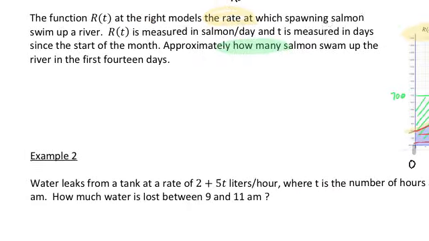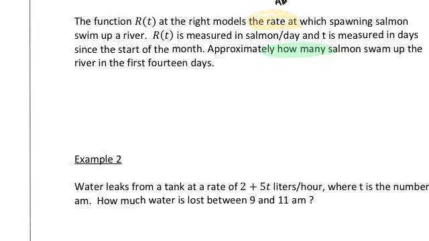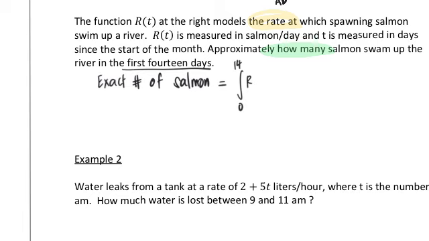Okay, so I can write this answer like this. First of all, I would like to say that the exact number of salmon in those 14 days that swam up the river is going to be the integral from 0 to 14 of r of t. This is exact. That expression would be the exact number. We don't have an equation for r, so we cannot find the integral.